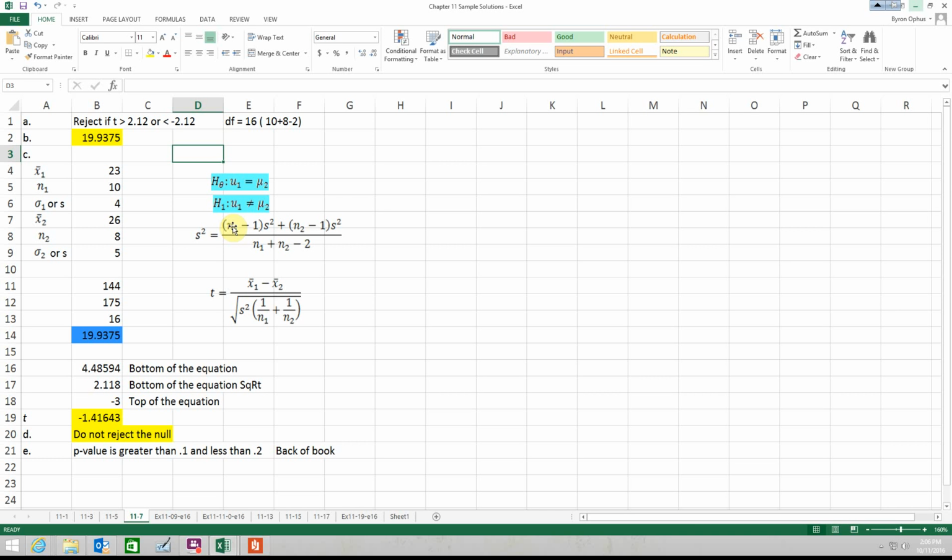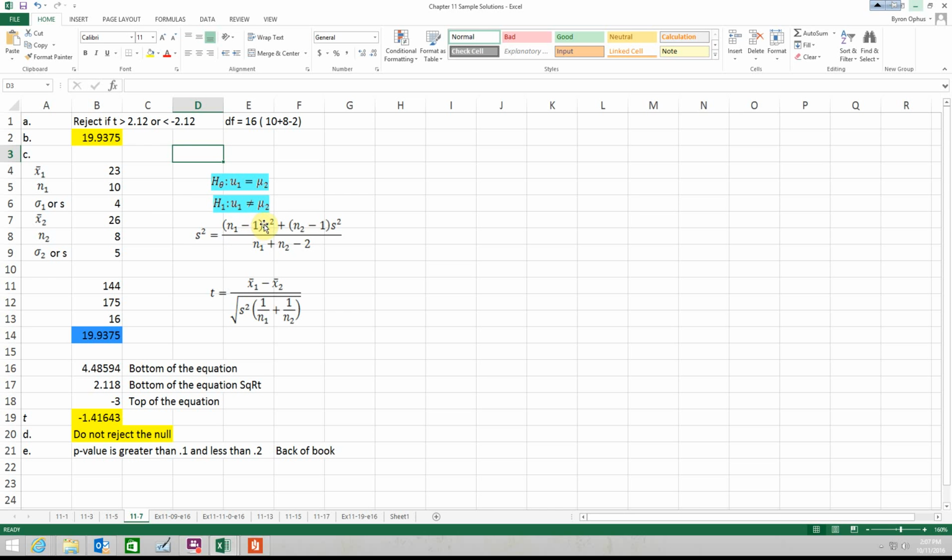Then B says compute the pooled estimate of the population variances, and that formula is 11.3 or whatever. It's on page 356, and it's this formula here. The S squared stands for my variance, and again, it's just a long deal. So I've got n sub 1, my sample size 10, minus 1, so 9, times the standard deviation of that sample squared. That should be S sub 1, which shows up in the book.